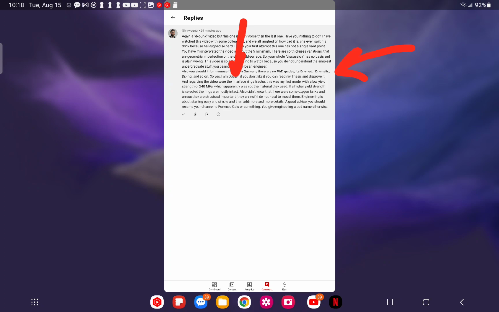And regarding the videos where the interface rings fracture, that was where I show him if his interface ring is fracturing. This was my first model, in a low yield strength. No, I'm not giving it up in this one. I'm willing to go live, and then I can give them the big debunk on that.